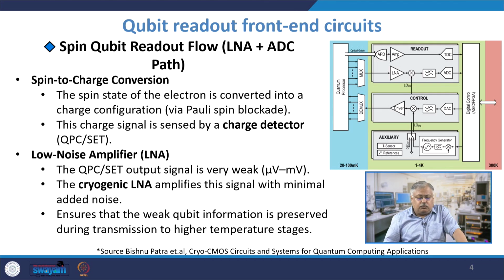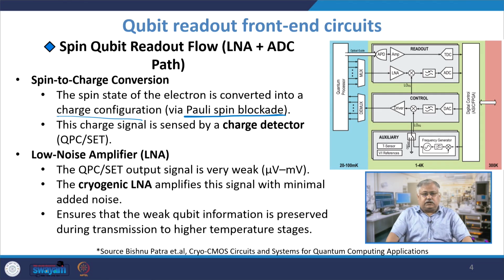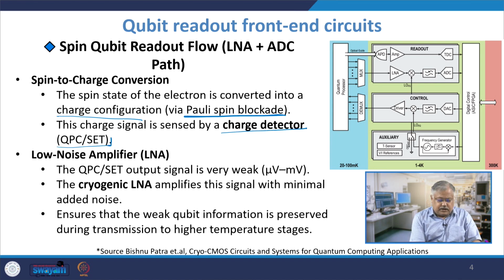Now we will look into the spin to charge conversion issues. Basically we try to convert the spin state of an electron into its charge configuration, and this is done via what is known as Pauli spin blockade. Then this charge signal is sensed by a charge detector, which is a single electron transistor, and using that we are able to detect the amount of charge.